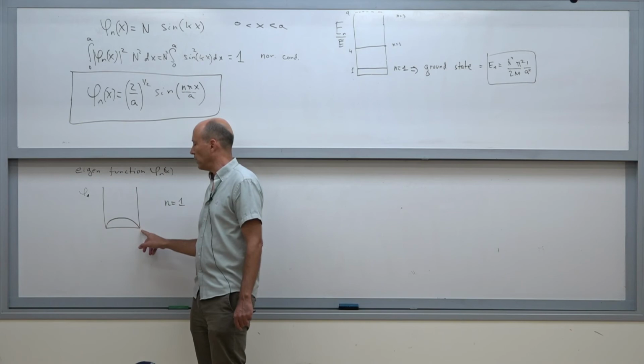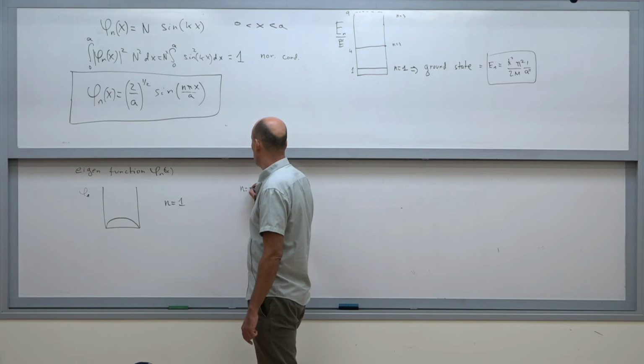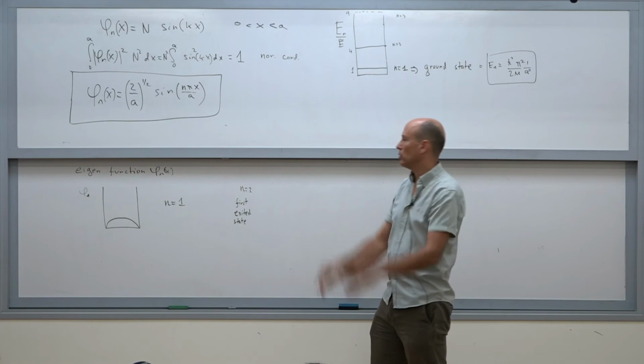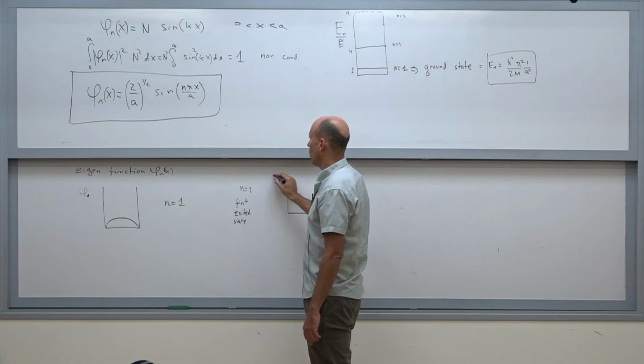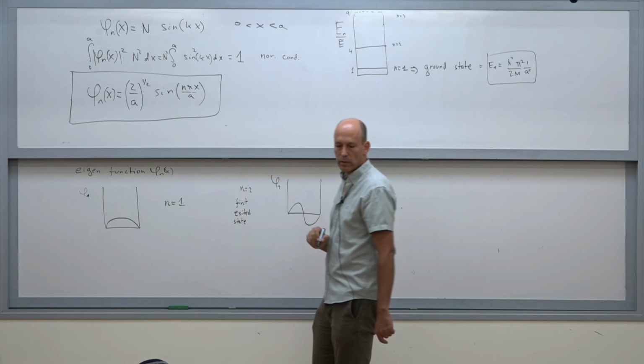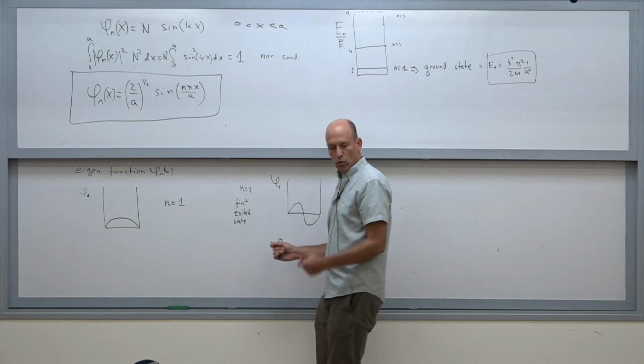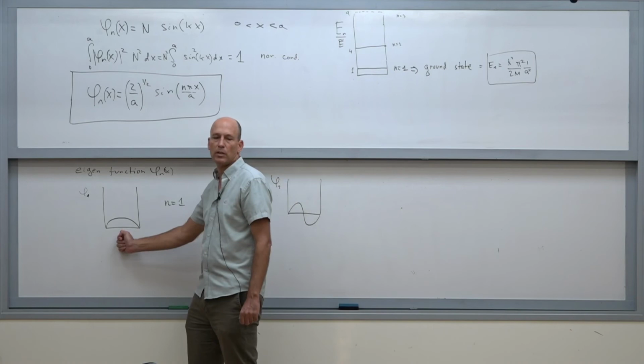What will happen when you have n equal 2? This guy is called the first excited state. You have a ground state, and one step above it is the first excited state. How does this guy look? It looks like this. You have one oscillation. Looking at this wave function, how can you see from this picture that this one has a higher energy?